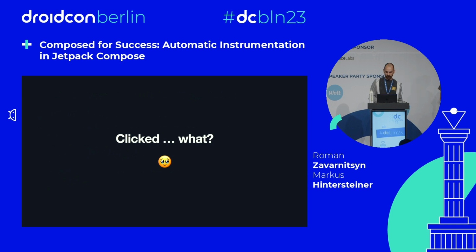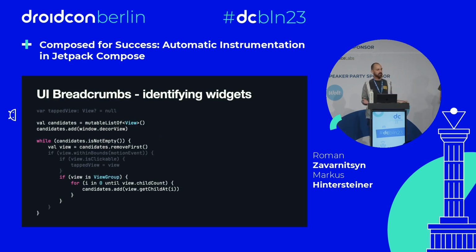So this is great. We now know when the user clicked, but we have no idea what the user clicked on. So we have to go deeper. How can we identify widgets? Here is also where the path diverges a bit between the Android view system and Jetpack Compose, but more on that later. In the classic Android view system, you can actually access the view hierarchy.